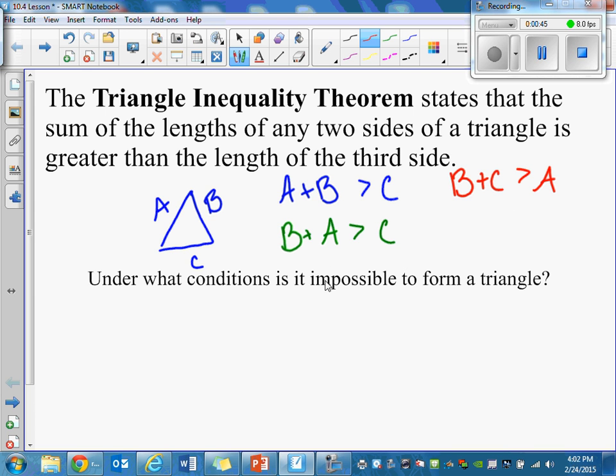So under what conditions is it impossible to form a triangle? Well, if it was backwards, if you added two of the sides together and it was smaller than the third side, this would not make a triangle. This is kind of like having a triangle like this, okay? It's incomplete, it doesn't come together, doesn't make a triangle because some of the sides are too short.